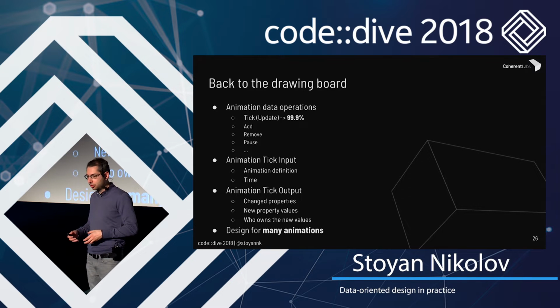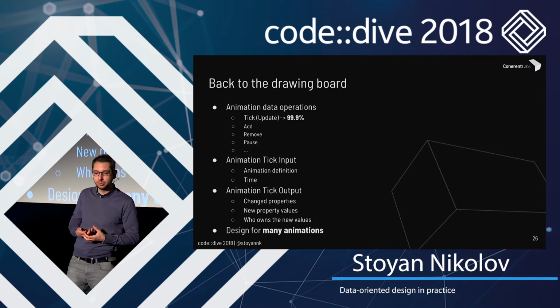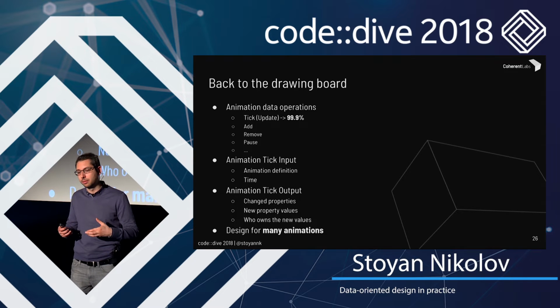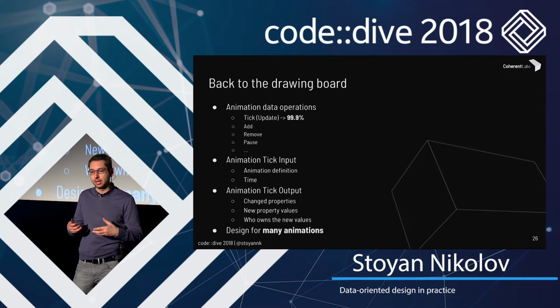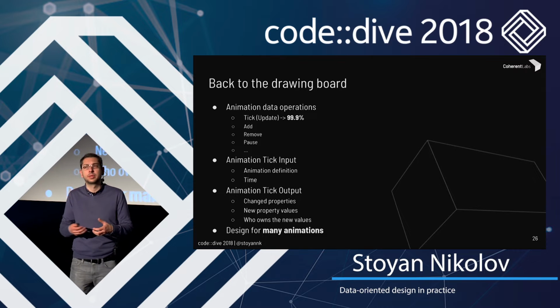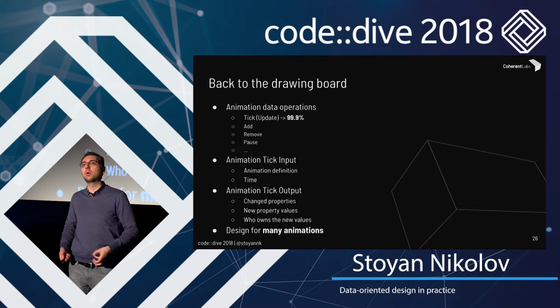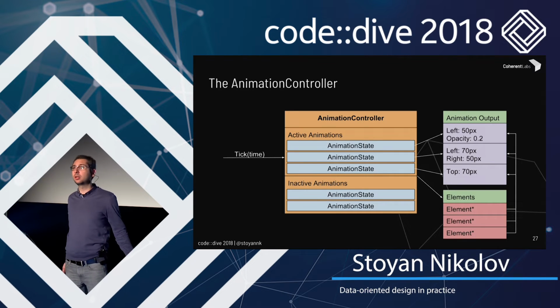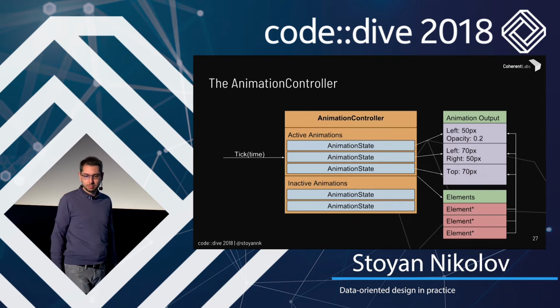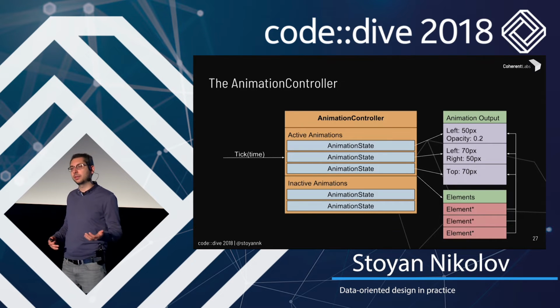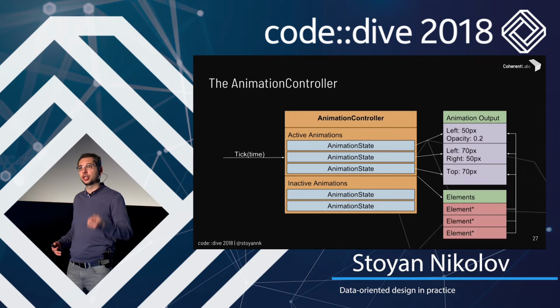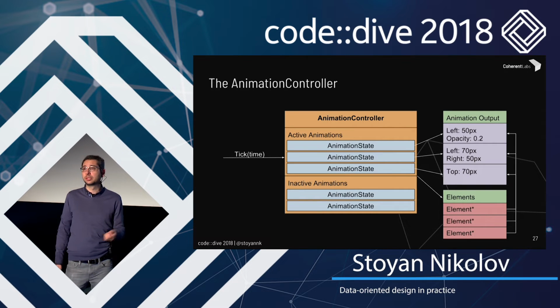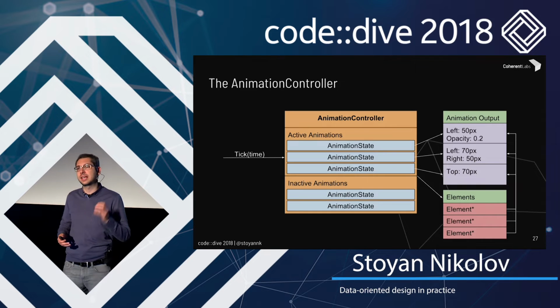And we also want to use another core principle of data-oriented design. We want to design around the most happening case, the most often case, which is that we have many animations. We want to optimize because we know we'll be doing many animations, not just one. So let's create a class called an animation controller. Very, very simple. It has a bunch of active animation states. It's the data for each animation. It takes as input time. It has generated those states from the definitions, and it outputs exactly what we need.